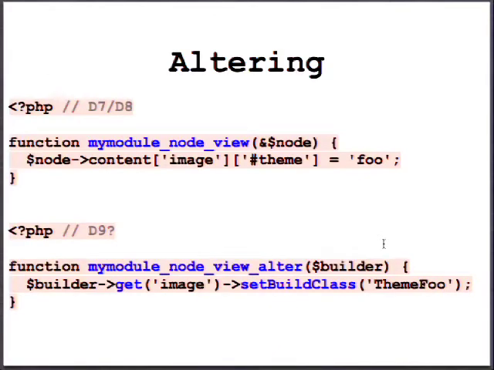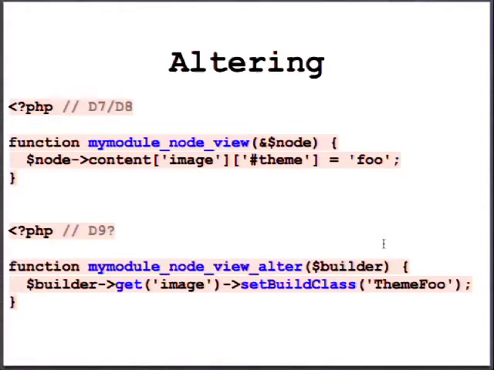So, okay, I have a renderable. I'm going to assume we're still going to use hook node view and altering hooks. Maybe we're going to change that, but I don't know if there's any effort to do that. Here's what this would be like. Here's hook node view, right? So you're given a node, you have the content array. On the image field, you want to change the theme callback to foo, and that's going to call theme foo on that field.